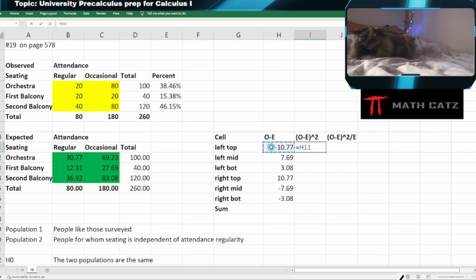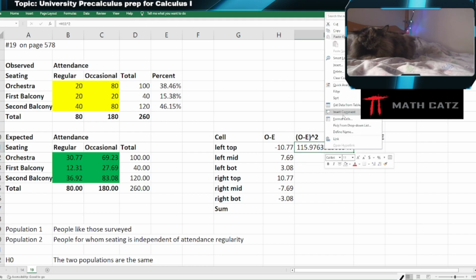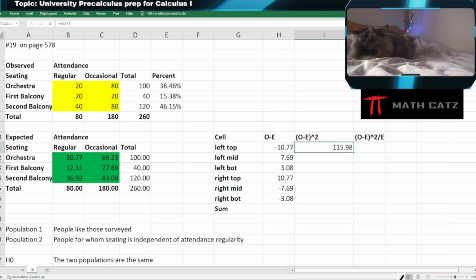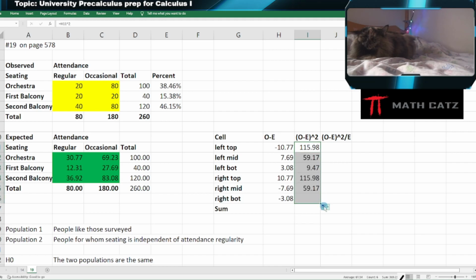So now I'm going to do the observed minus expected difference here. Square that. I don't want that many decimal places. That seems extreme. We'll right-click Format. 12. I'm good with a couple. I don't know why it gave me 12. I'll resize that cell. That seemed excessive. Copy this down. Check a random one. Yep, the cell reference is good.